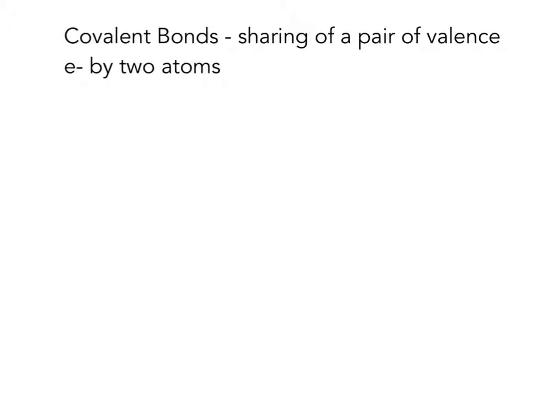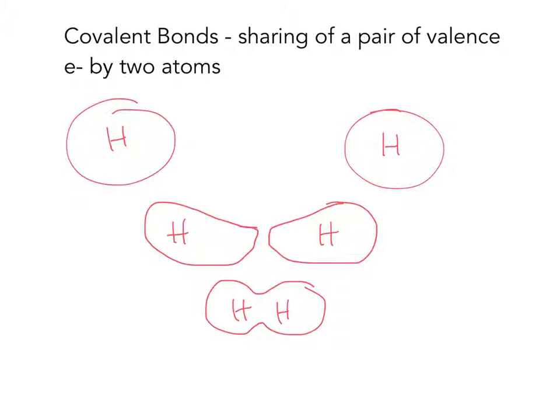A covalent bond is a sharing of a pair of valence electrons by two atoms. Let's consider what happens when two hydrogen atoms approach each other. Recall that hydrogen has one valence electron in the first shell, but the shell's capacity is 2 electrons. So when the two hydrogen atoms come close enough for their 1s orbitals to overlap, they can share their electrons. Each hydrogen atom is now associated with 2 electrons, which amounts to a completed valence shell.